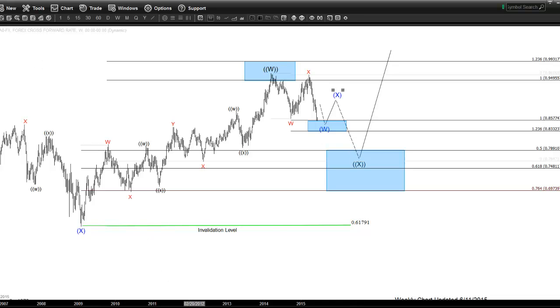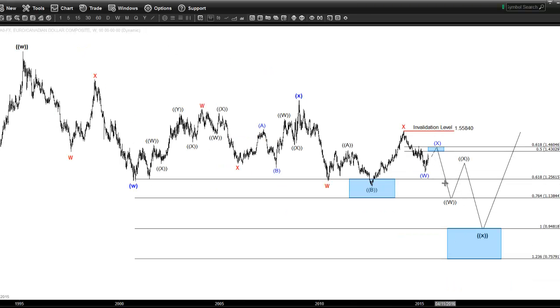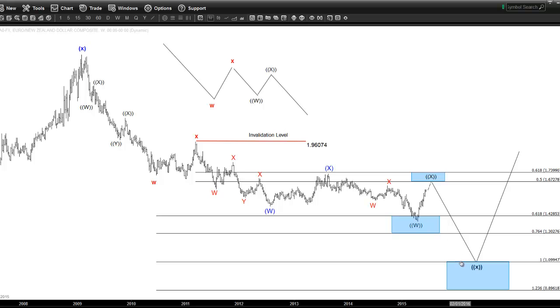So if we were to choose between the euro New Zealand dollars and the euro CAD, probably the euro CAD is a better choice because CAD will be stronger than the New Zealand dollars. So in the euro CAD here, if anybody is looking to fade this bounce right here, it is probably a better choice than the euro New Zealand dollars.